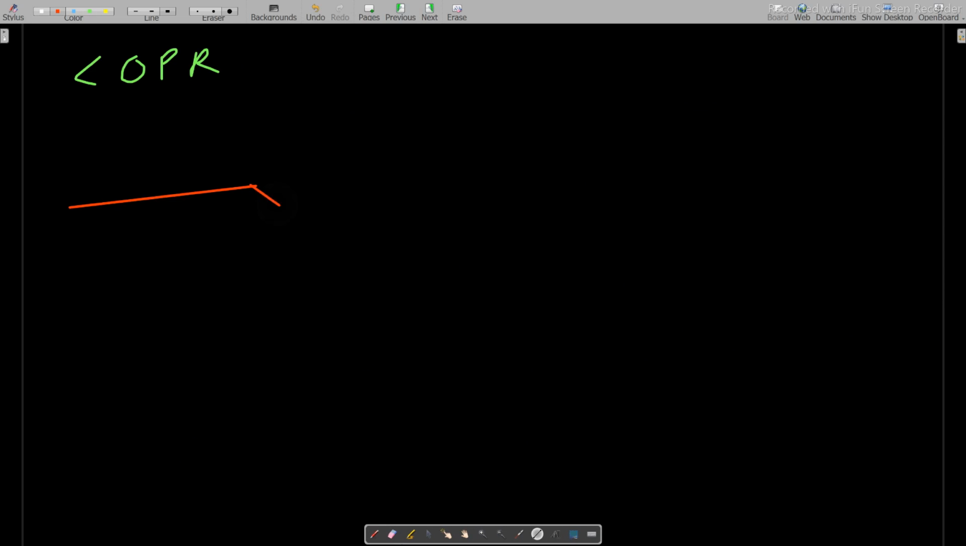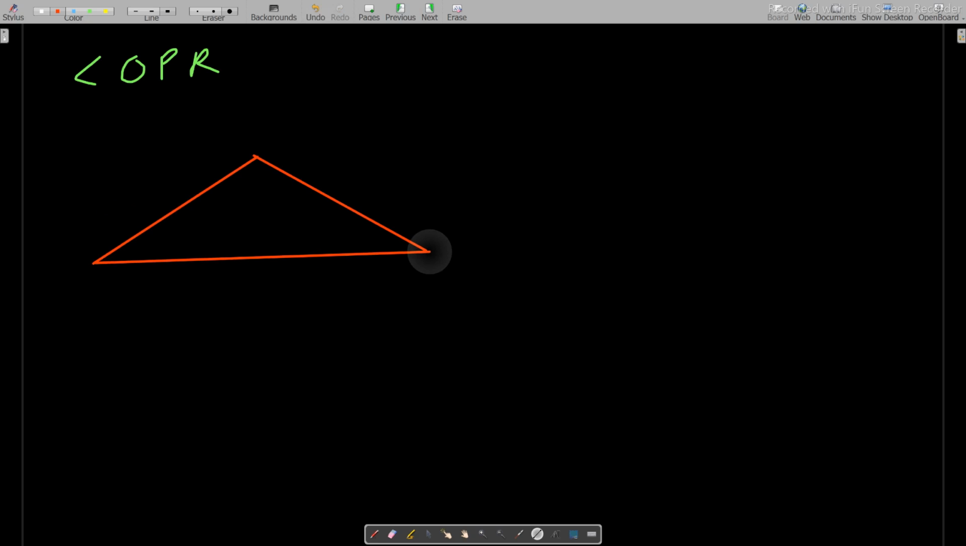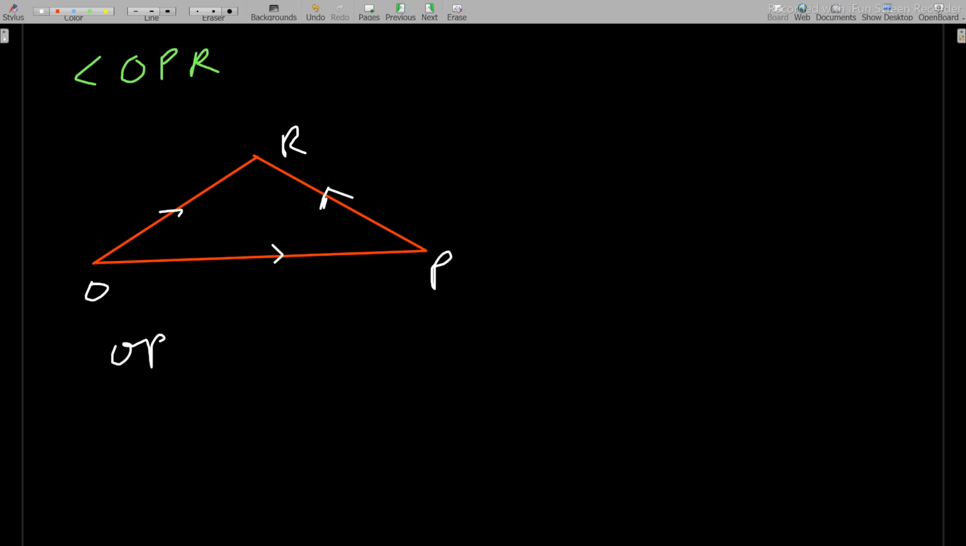Let me draw it well for you. It looks like this. So that is it, OPR. O is here, P is here, and R is here, and this is how the directions are. This one is moving in that direction. With that, we can say that OP plus PR is equal to OR.